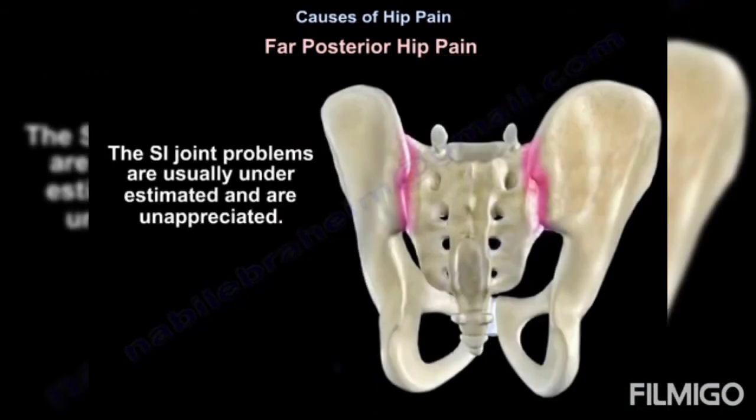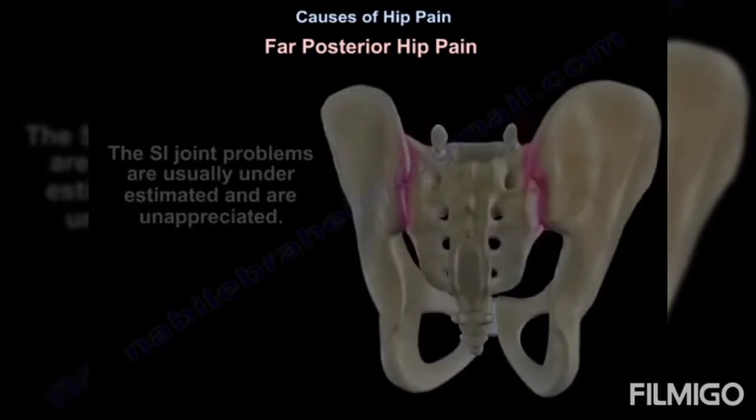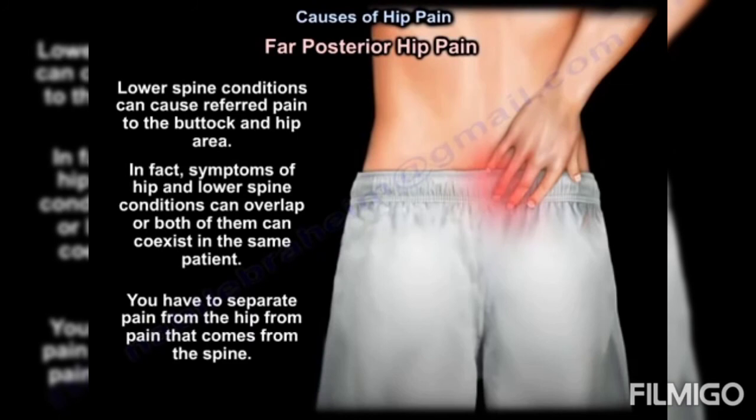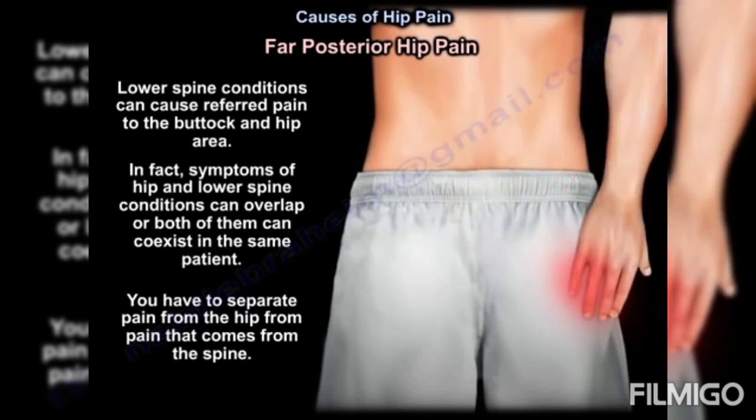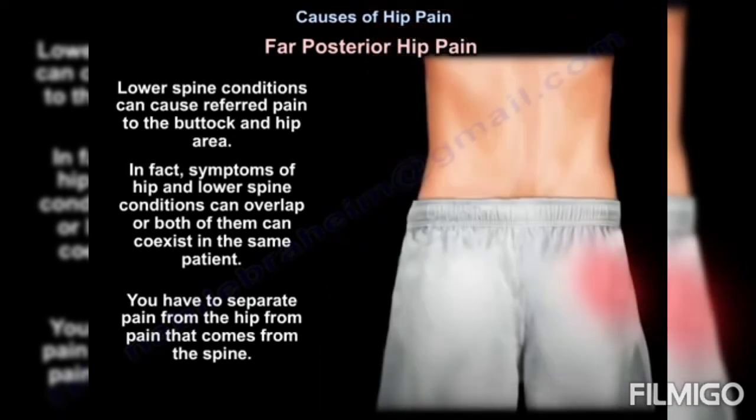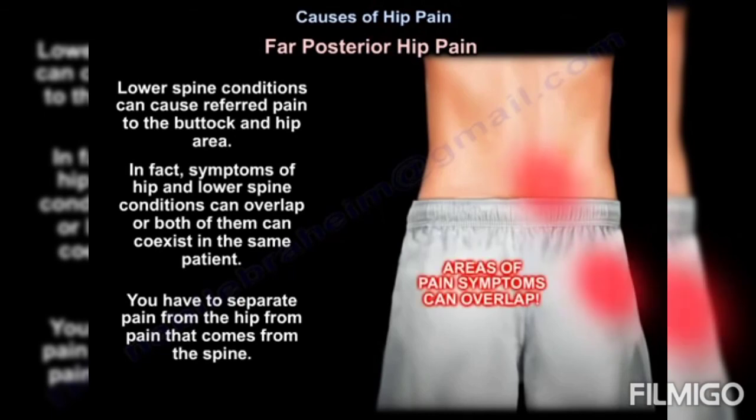The SI joint problems are usually underestimated and are unappreciated. Lower spine conditions can cause referred pain to the buttock and hip area. In fact, symptoms of hip and lower spine conditions can overlap, or both of them can coexist in the same patient, and you have to separate pain from the hip from pain that comes from the spine.